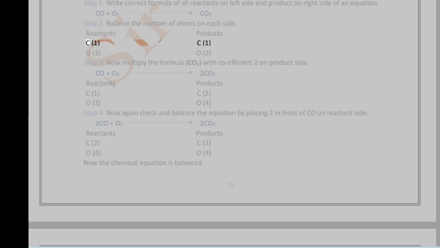Reactants, products: C1, C1, O3, O2. Step 3. Now multiply the formula CO2 with coefficient 2 on the product side. CO + O2 → 2 CO2. Reactants, products: C1, C2, O3, O4. Step 4. Now again check and balance the equation by placing 2 in front of CO on the reactant side. 2 CO + O2 → 2 CO2. Reactants, products: C2, C2, O4, O4. Now the chemical equation is balanced.